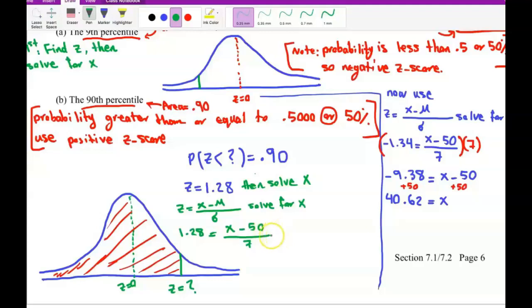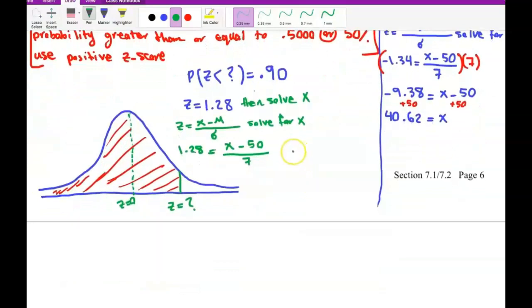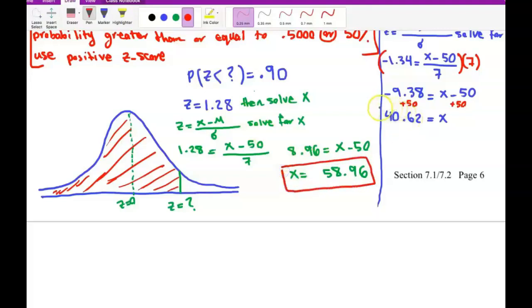So here again, you can multiply all of this by 7, or use cross product. So 7 times 1.28 equal to x minus 50. Okay, here the denominator is equal to 1, so equal to 1 times x minus 50. So what we have is 8.96 equal to x minus 50. So solving for x, x is 58.96. So here is the final answer for part B, and this was for part A.